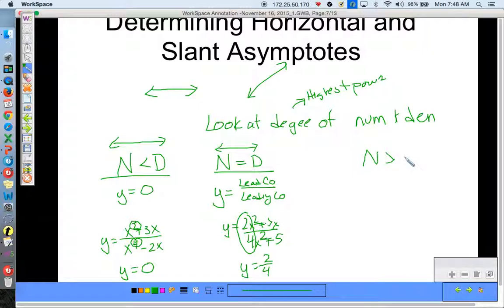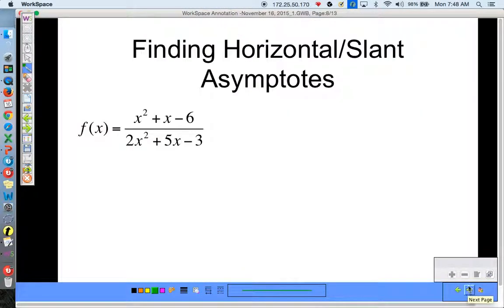And the last one, if it's greater, it's going to be a slant one, and we have to do long division to find it. And we'll find this equation at the end that's of the form mx plus b. So if we need to find this one, well, let's see, here's our degree. They're equal, so it's going to be at y equals our leading coefficient, 1/2.